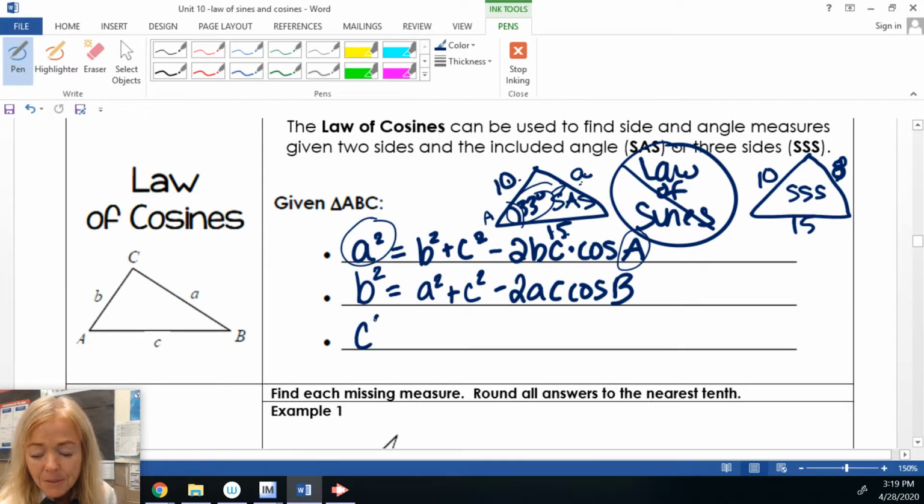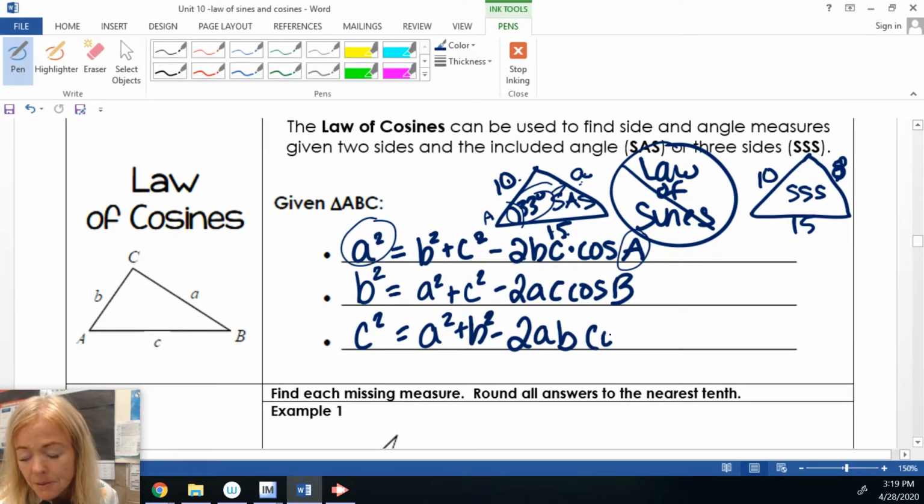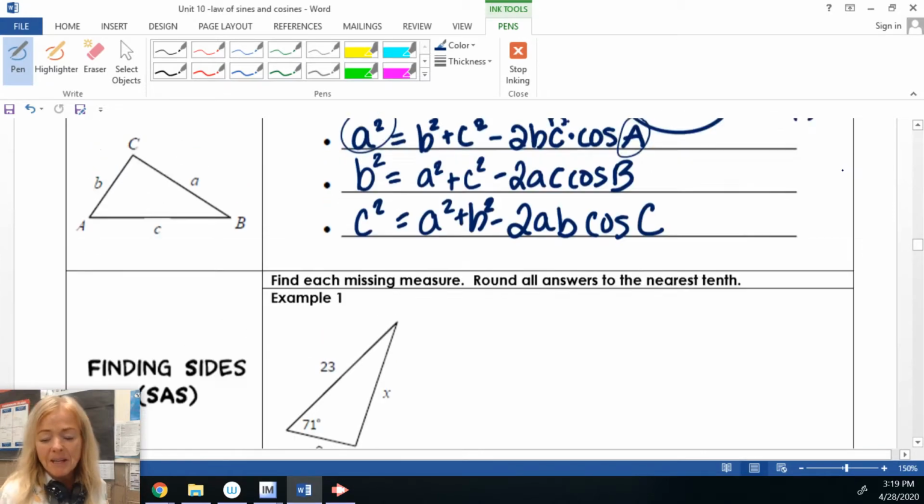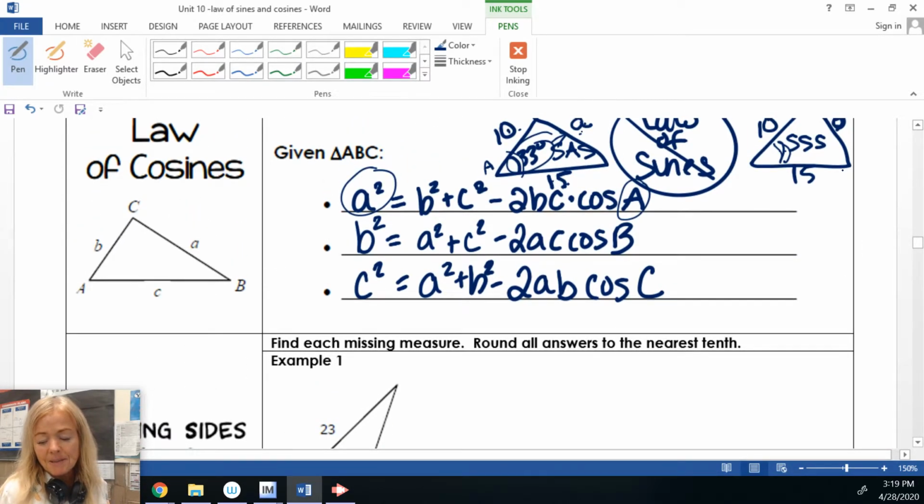And then c squared is equal to, you could probably know this by now, a squared plus b squared minus 2ab times the cosine of the angle c, which is across from little c. So those are the law of cosines. They even get more tricky when you're trying to solve for the angle. In this case, you're going to have to look for an angle instead because you're given the three sides and you can't find it any other way. So those are the law of cosines.